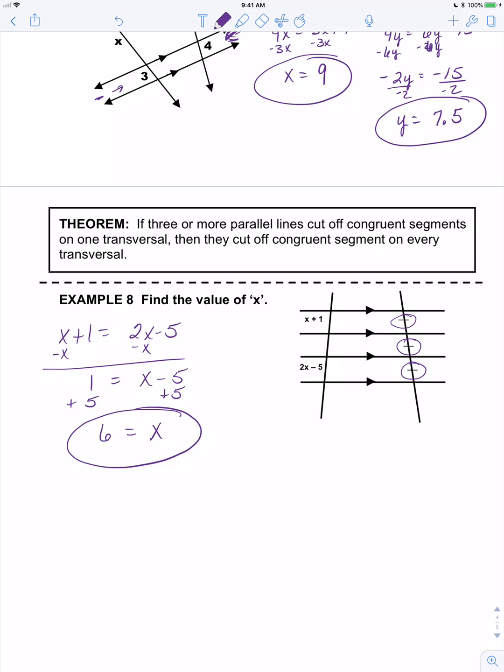So hopefully some of this starts making sense when you start seeing things that are parallel to each other. They should be proportional. If you start seeing these signs that tell you everything, those are the same lengths, then you know you can set those equal to each other.